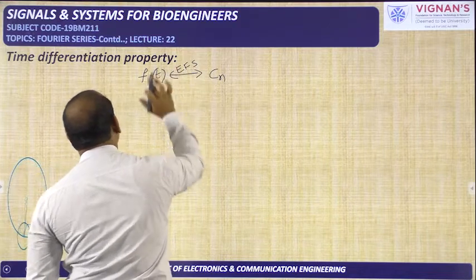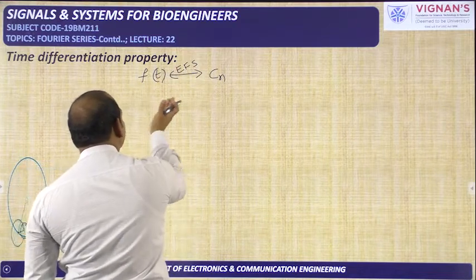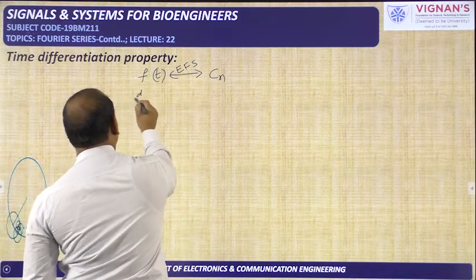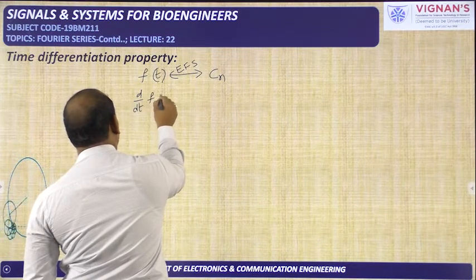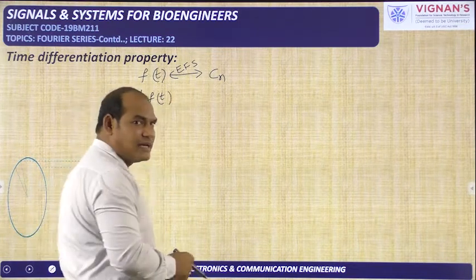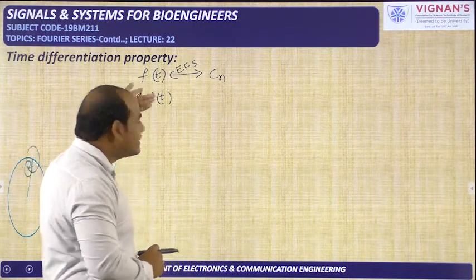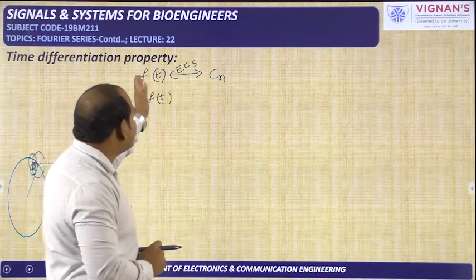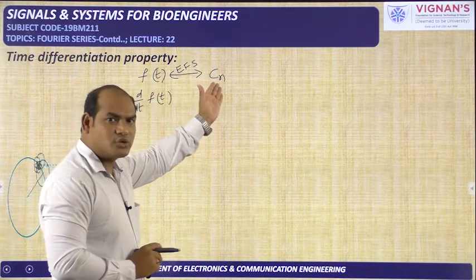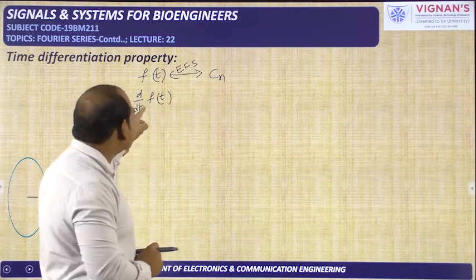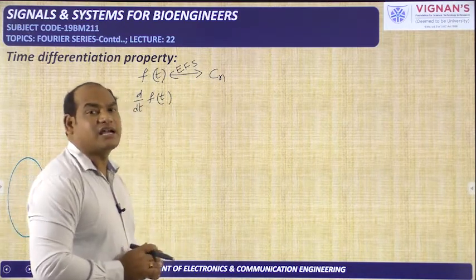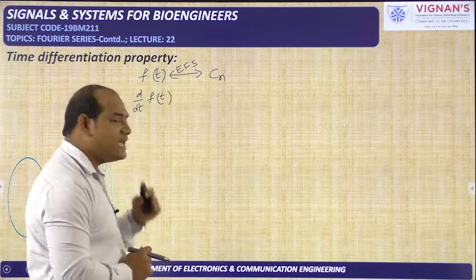Now, what does the time differentiation property mean? If you differentiate f of t, you will get one more signal. f of t is one signal, and if you differentiate that signal, you will get another signal. And f of t has the exponential Fourier series coefficient Cn. What is the coefficient for d by dt of f of t? That means the differentiation of f of t.